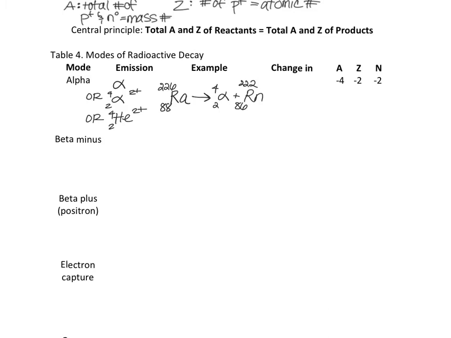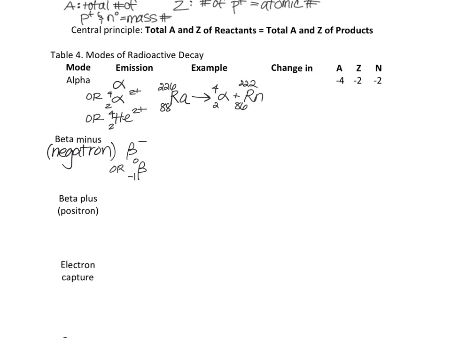Beta minus is a mode of beta decay. Beta minus is also referred to as negatron emission. You'll see that represented like a beta minus, or you would see it like this, -1 and 0.